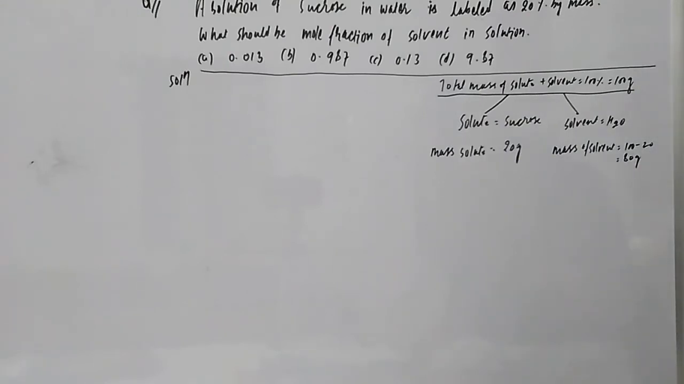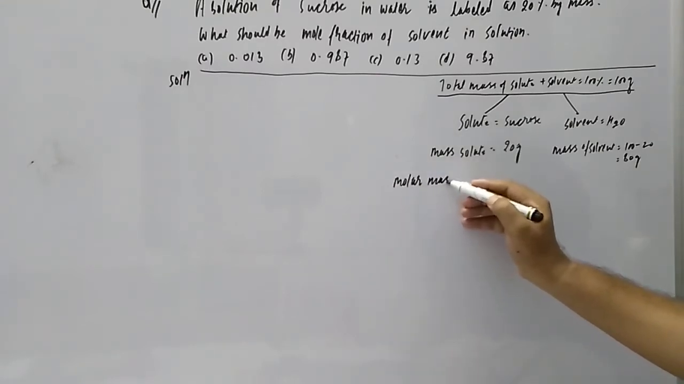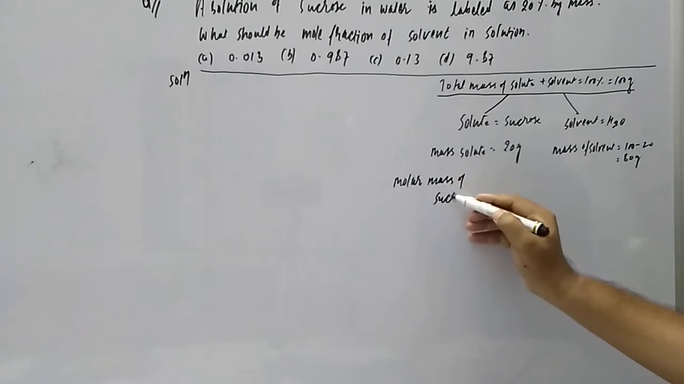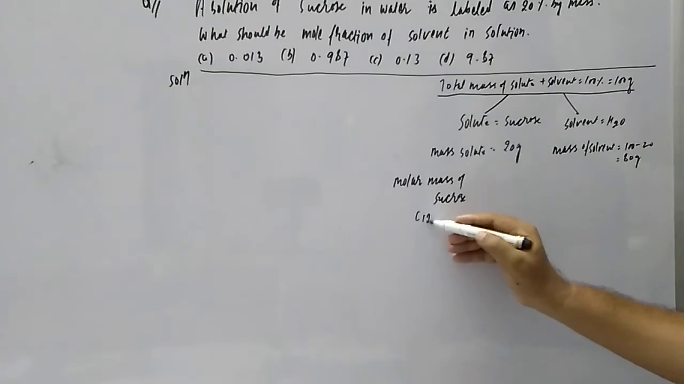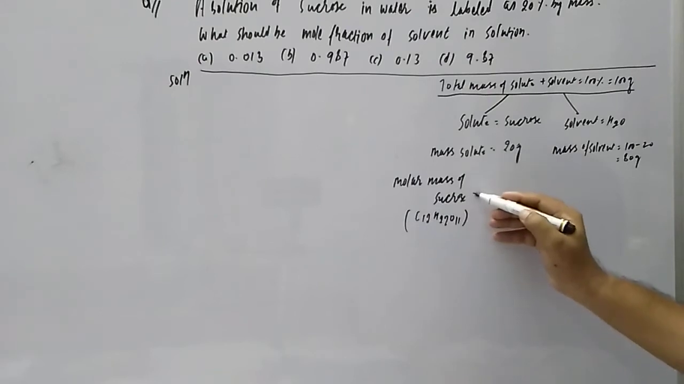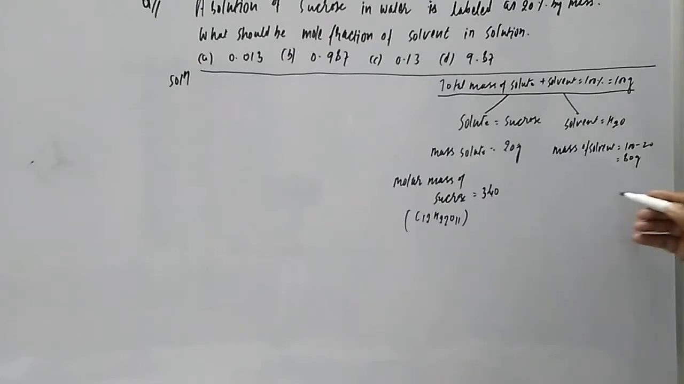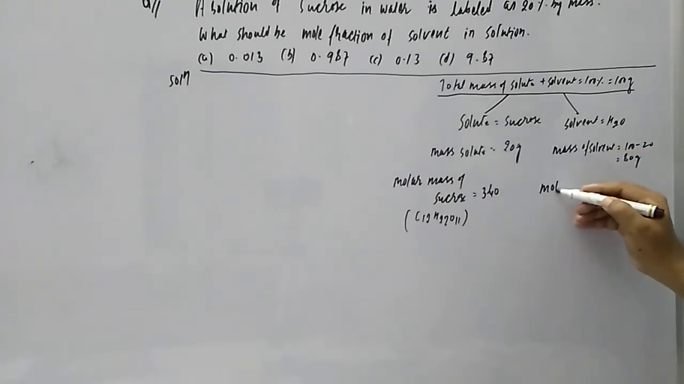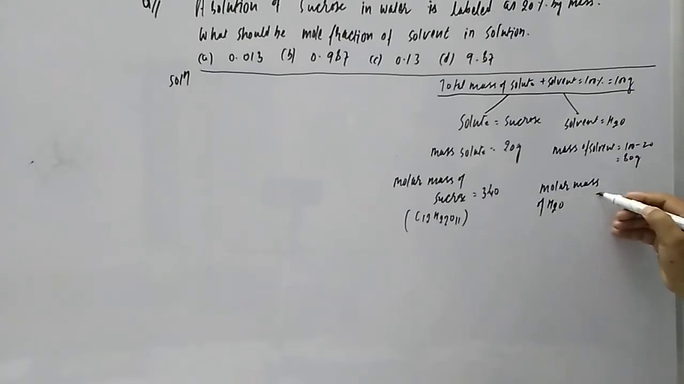Now in this formula, the other thing you want to calculate is the molar mass of sucrose. The molar mass of sucrose, C12H22O11, if you take it out, will come 340. You can calculate it out. And the molar mass of water, you know, is 18.